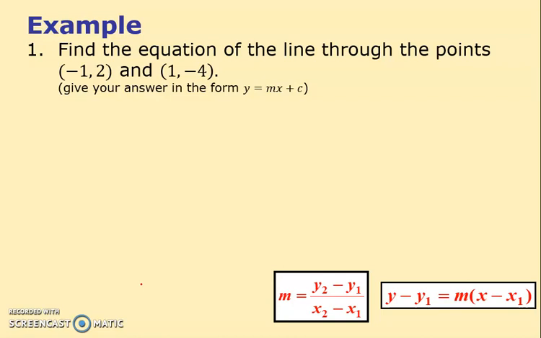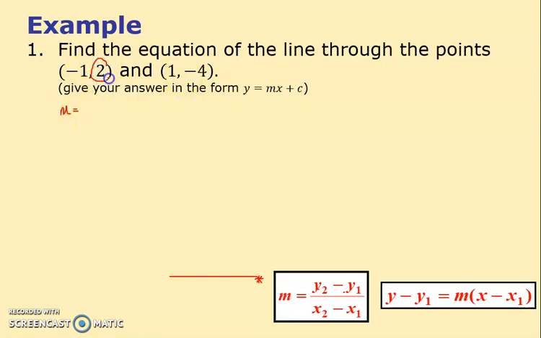So find the equation of the line through these points: minus 1, 2 and 1, minus 4. It says give your answer in the form y equals mx plus c. First of all we've got to find the gradient, so m equals. Now you remember you take the y's away, you take the x's away. I'm not sure what you remember about finding gradients. Really, this is just finding how far up it goes, how far across it goes.